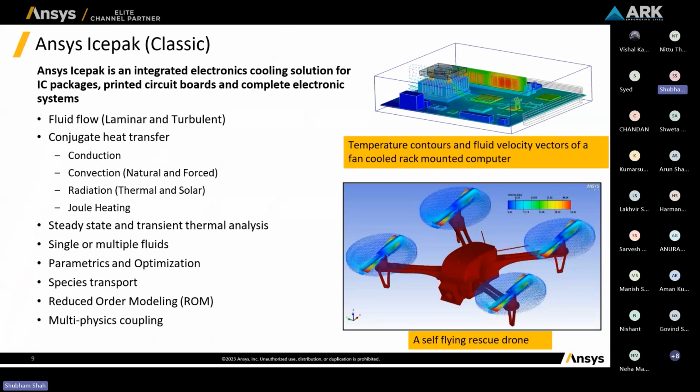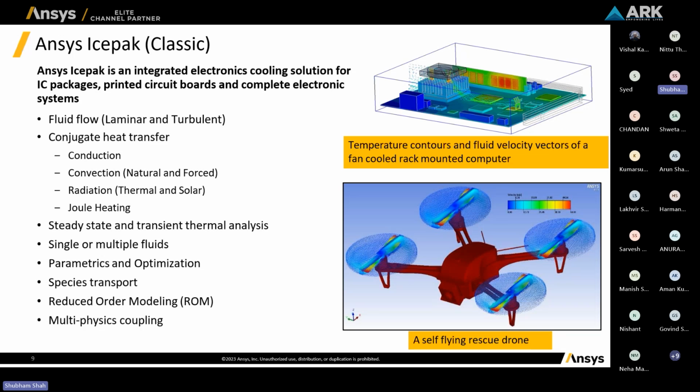We'll now be seeing the overall capabilities, specifically for Icepak Classic. Here we get fluid flow, with both laminar flow and turbulent flow included. In turbulent flow, various turbulence models are available. Depending upon the application, you can select the most appropriate turbulence model. Then coming towards heat transfer, what you will get is conduction, convection, radiation, and Joule heating.